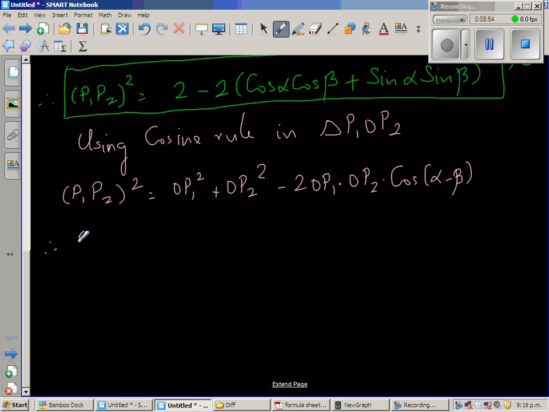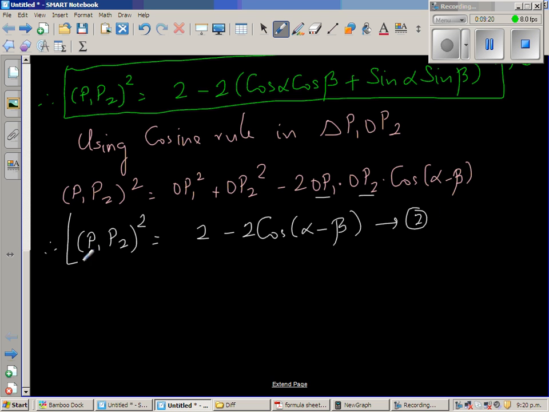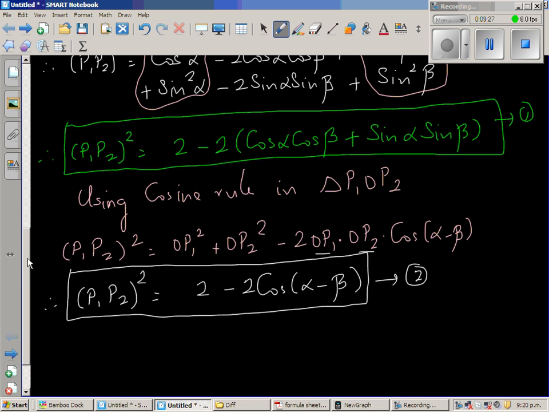Therefore, P1 P2 squared is 1 plus 1, which is 2, minus 2 times 1 times 1 times cos alpha minus beta. So this is result 2. Result 1 is for P1 P2 squared, and result 2 is also for P1 P2 squared.